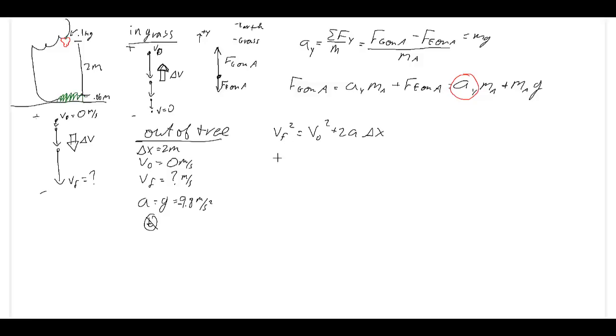So plugging this stuff in, we've got our v final squared is equal to v initial, which is 0, plus 2 times a, which is negative 9.8 meters per second squared, times delta x, which is actually negative 2 meters.